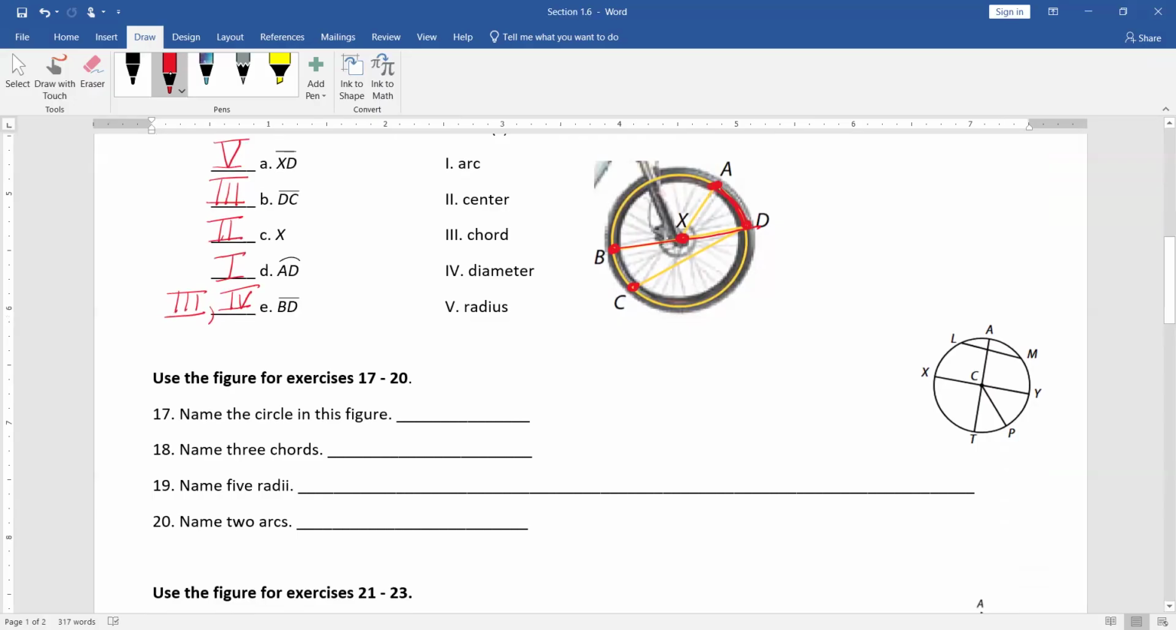Okay, so we have our other figure here that we're going to use for exercise 17 through 20. Name the circle in this figure. So it's just making sure that you remember the circle notation. Circle notation is the circle with the center point in the middle and then the name of that center point, so C. Name 3 chords. I have LM. Remember, chords just have to go through the endpoint LM, AT, and XY.